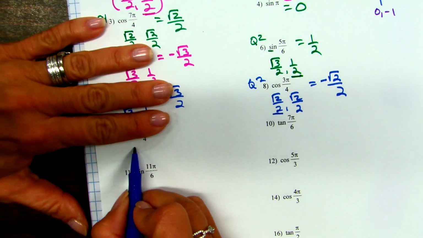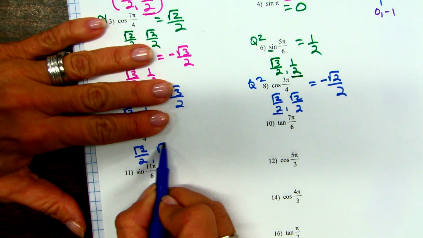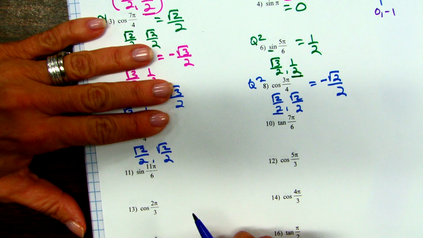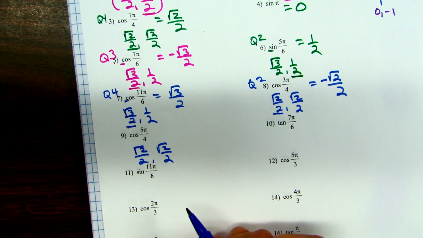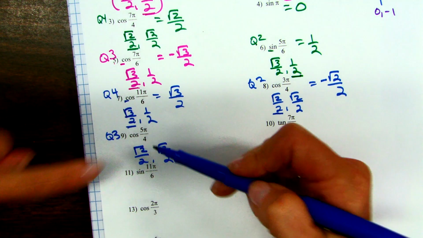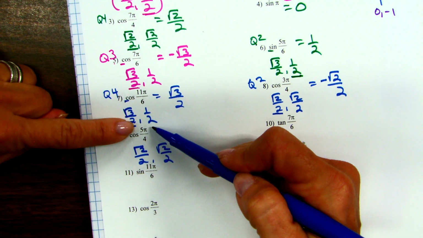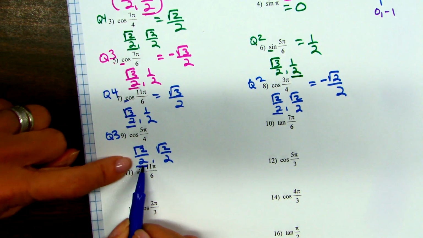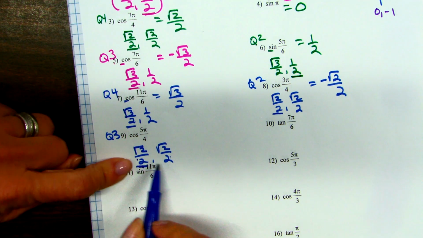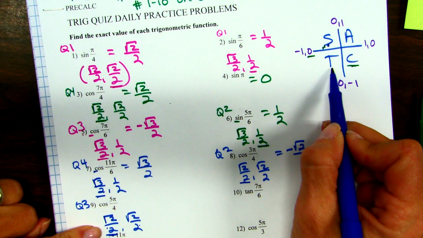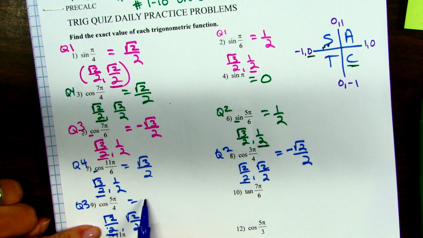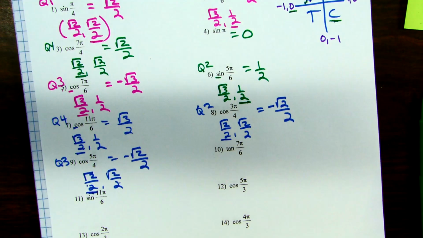Denominator of 4, square root of 2 over 2, square root of 2 over 2. Numerator tells me I'm in quadrant 3, because it's 1 more. And cosine is the x, right? Cosine, sine. And cosine is not tan, so this is negative.